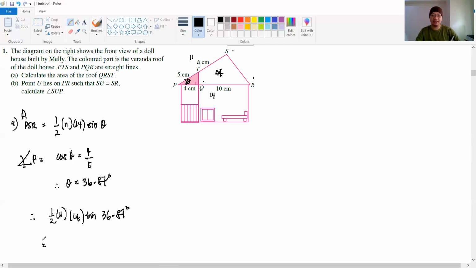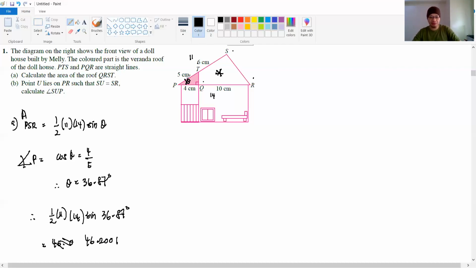36.87. Calculate. So 11, 14, 0.5, and then sine 36.87. So the answer for the big area is 46.2 something. I take 4 decimal places for this one, 46.2001. Okay, that is the big area.